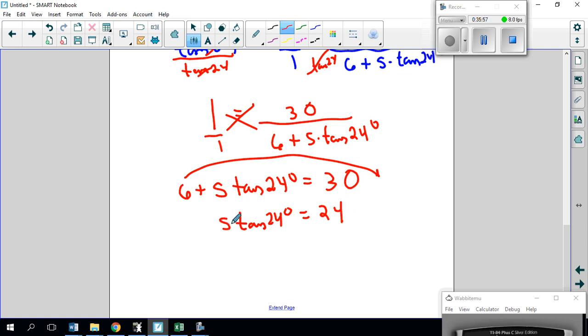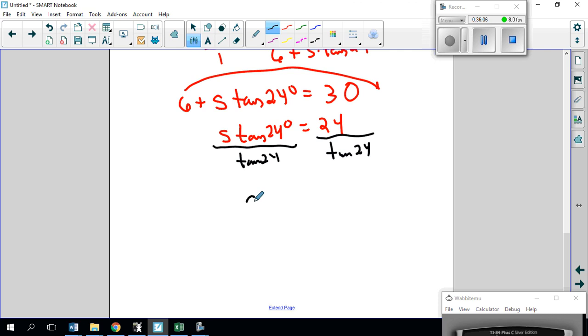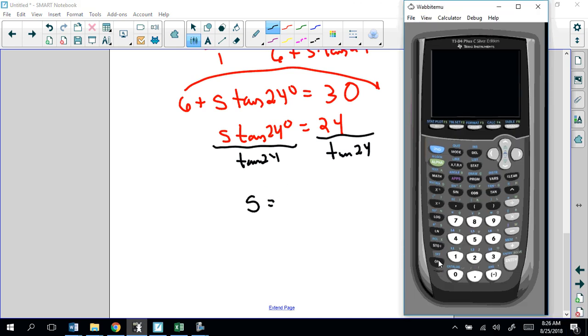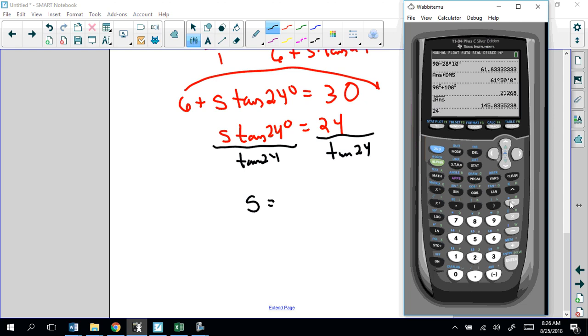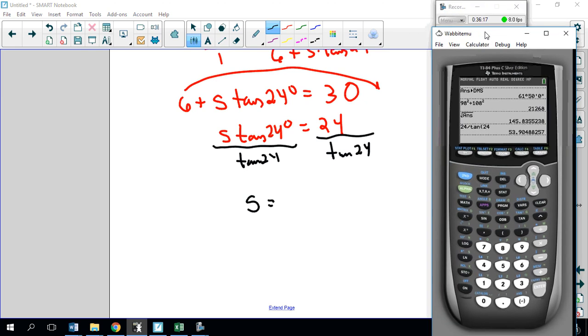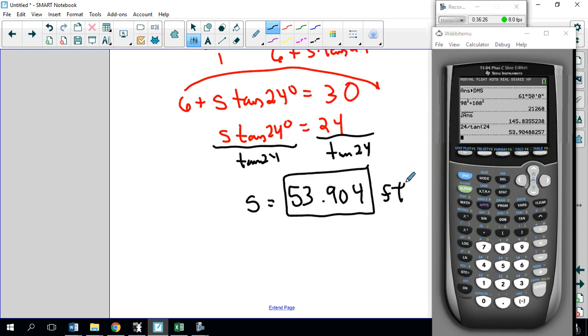I forgot my s. Now divide by tangent 24. S equals 24 divided by tangent 24, and I get 53.904 truncated feet. That's the length of the shadow.